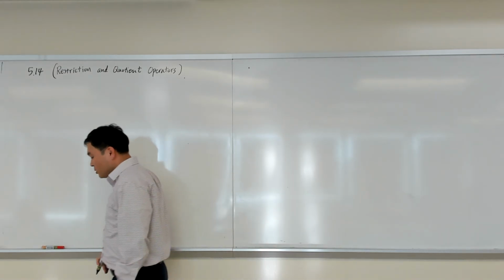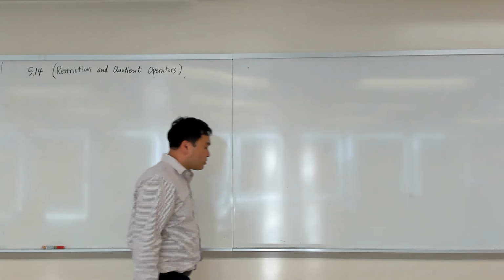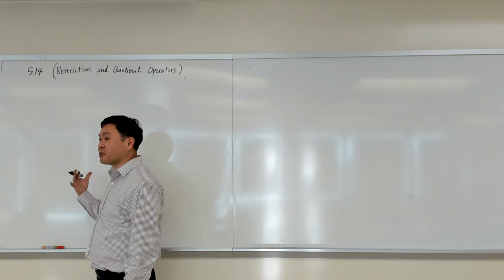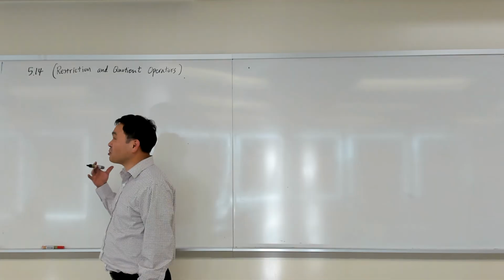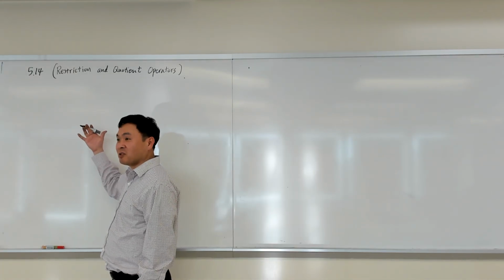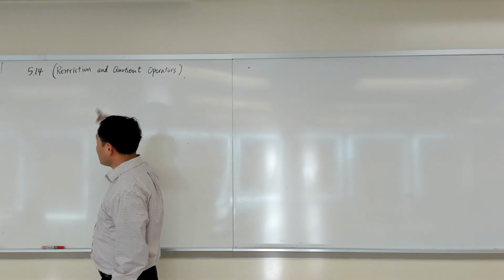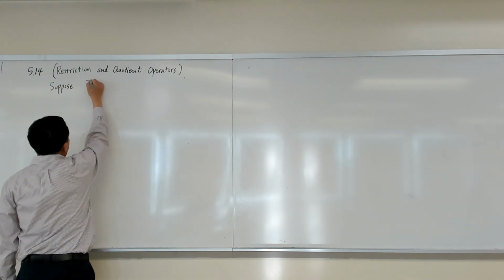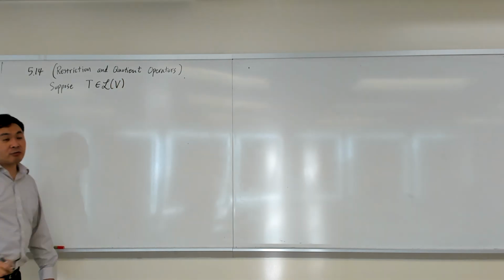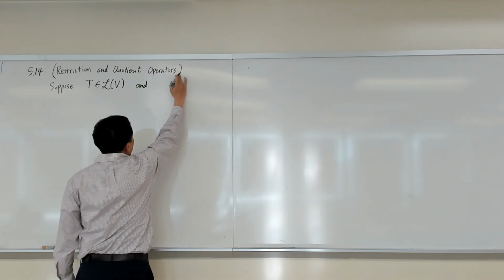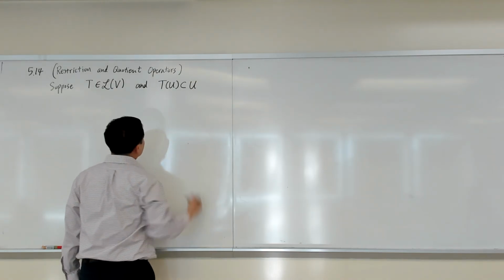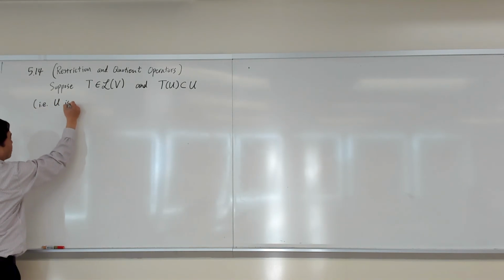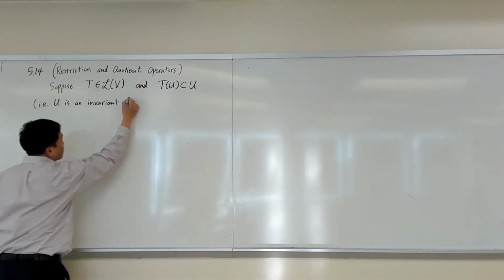Okay, so what we plan to do in the following lectures is to take any operator and try to describe it from the building blocks of that operator. So you want to start with an operator and look at what the operator does in some of the smaller subspaces. And that's when we start talking about restriction and quotient operators. So suppose T is an operator on V, and U is an invariant subspace.